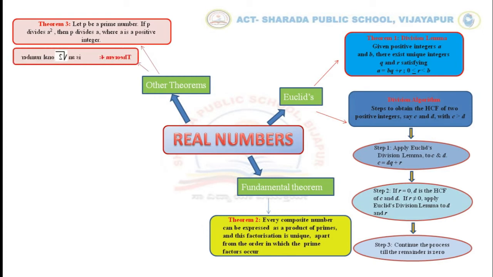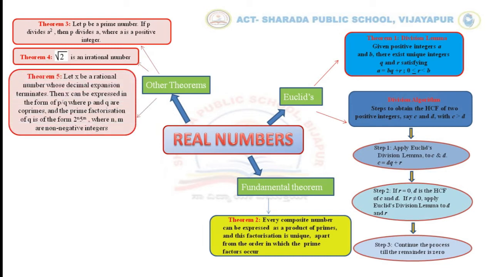The next theorem is theorem 4: root 2 is an irrational number. To prove this, we considered root 2 as a rational number, which is of the form p by q, and in the different steps we proved that the assumption we made, that root 2 is a rational number, is wrong. So it is proved that root 2 is an irrational number. Now we'll move to the next theorem.